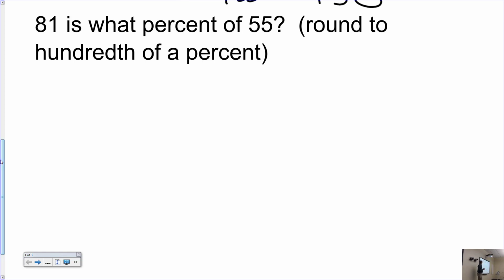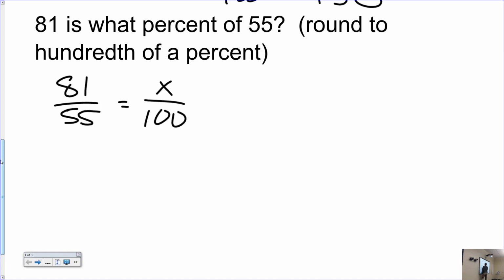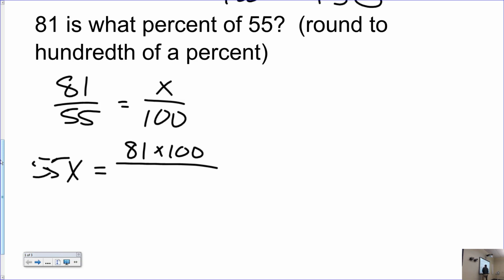How about the 81 is what percent of 55? Caleb, you're on this one? Sure. So you put 81 over 55. Now, why is the 81 over the 55? Because 81 came before the is. Yep. 55 is the of. Yes, right. And then equals x over 100, because we don't know what the percent is. So what do I do? Cross multiply. What do I multiply? 81 times 100 and 55 times x.